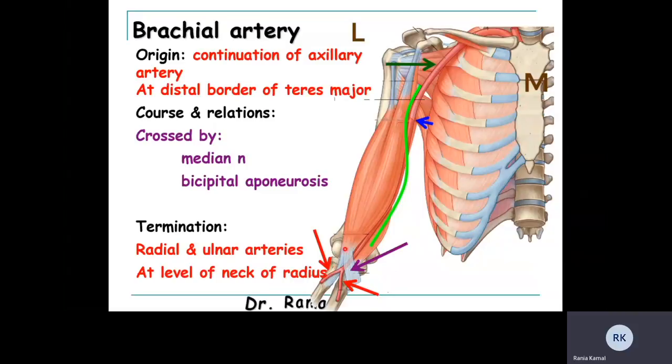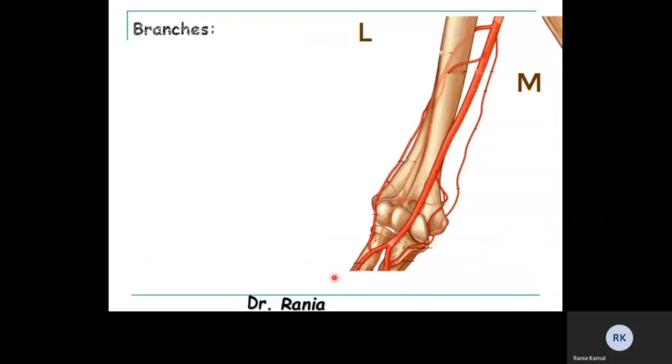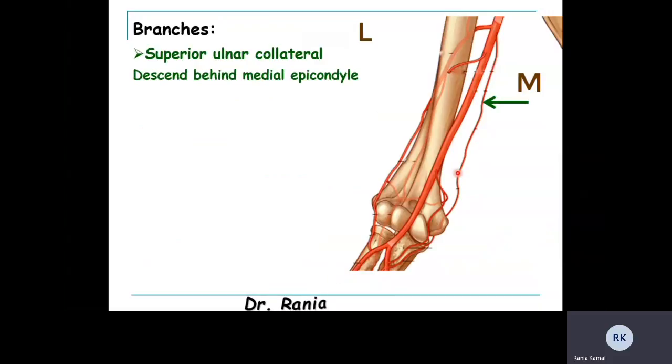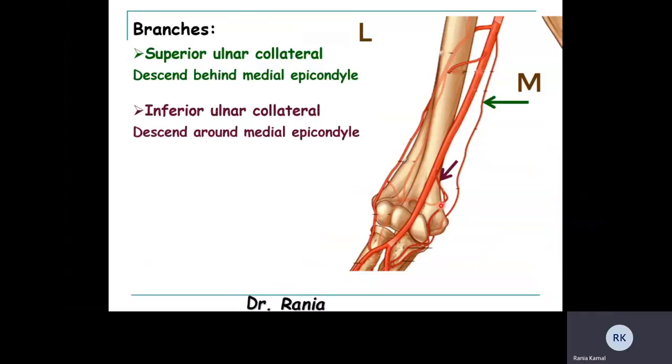Along its course, it is crossed by the median nerve and also the bicipital aponeurosis. And don't forget the important relation between the brachial artery and the tendon of the biceps: the tendon of the biceps lies lateral to the artery. Its branches are the superior ulnar collateral artery, which descends behind the medial epicondyle, and the inferior ulnar collateral, which divides into two branches, one descending in front and one behind the medial epicondyle.